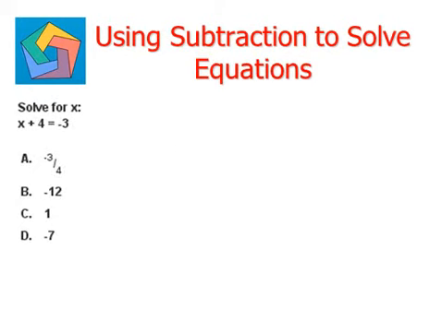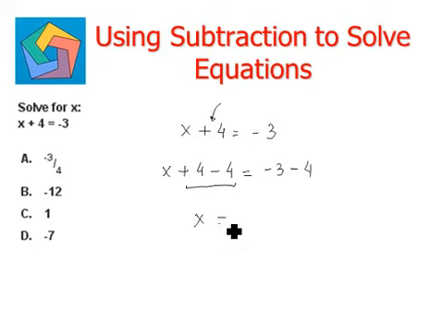Solve for x. x plus 4 equals negative 3. Now here we have a positive 4 with the x. In order to make this 0, we will subtract 4, again very important, from both sides of the equation. Now this plus 4 and minus 4 becomes 0. Now we're left with only x. Two negative numbers we add, 4 plus 3 is 7, and keep the negative sign in the answer. So our final answer becomes x equals negative 7, which can be seen in option D.